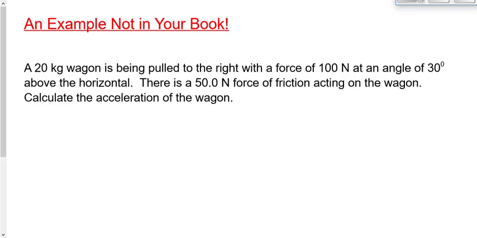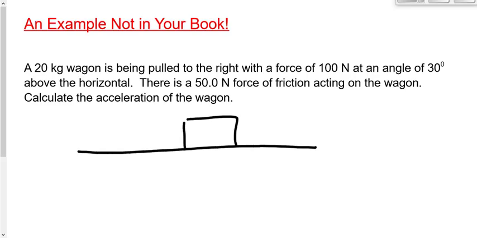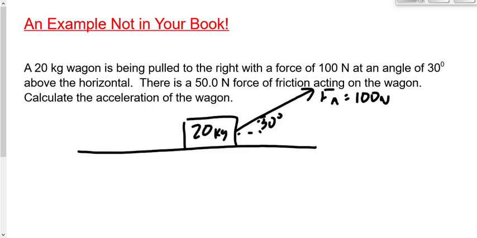All right, so we've got this wagon here. It's 20 kilograms. What's going on here? We're pulling it with a force of 100 newtons at an angle of 30 degrees above the horizontal. It doesn't say whether it's left or right, but we'll make it to the right here. Call that FA, it's 100 newtons, and it's 30 degrees above the horizontal. There is a 50 newton force of friction acting.